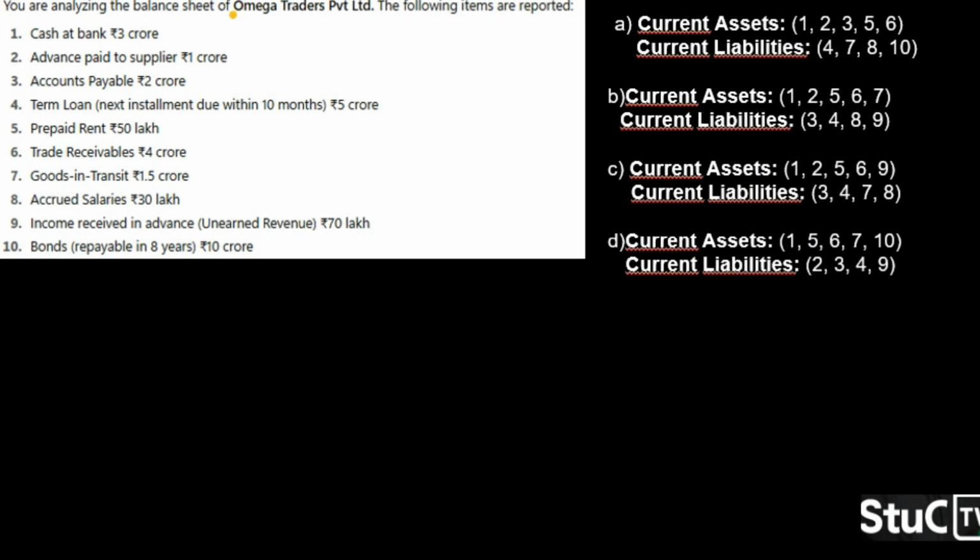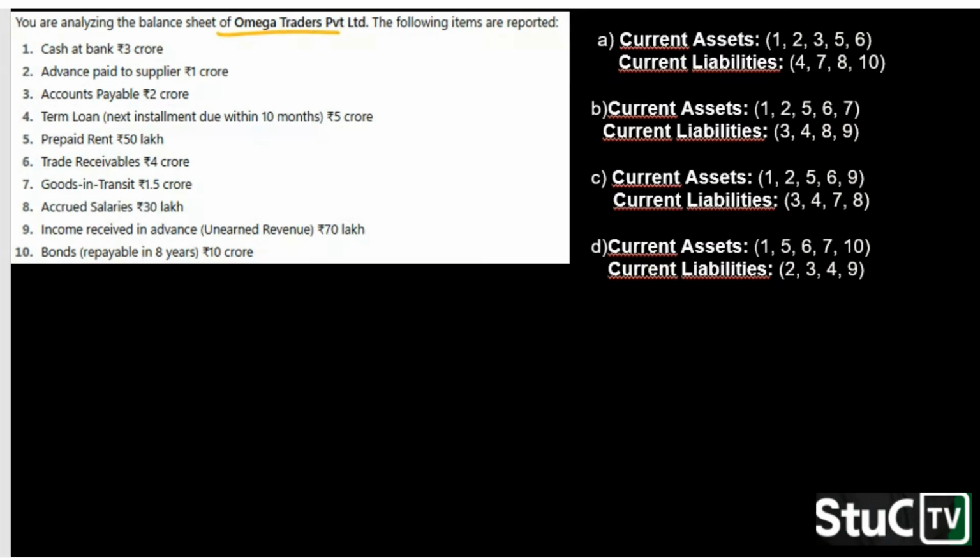Balance sheet of Omega Traders Private Limited. So here we have all the items from the balance sheet of Omega Traders. It's a simple question of classification of current assets and current liabilities. We have to identify which are the current assets and which are current liabilities. The only trick is there will be some questions which will be slightly confusing, but if you are clear about the concepts, you will get it right. So let's discuss. In this type of question, you can easily solve it by eliminating options. Let's check. Current assets, they are saying 1, 2, 3, 5, 6.